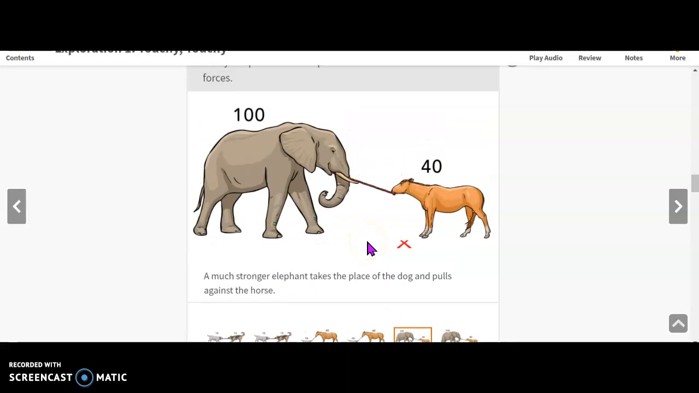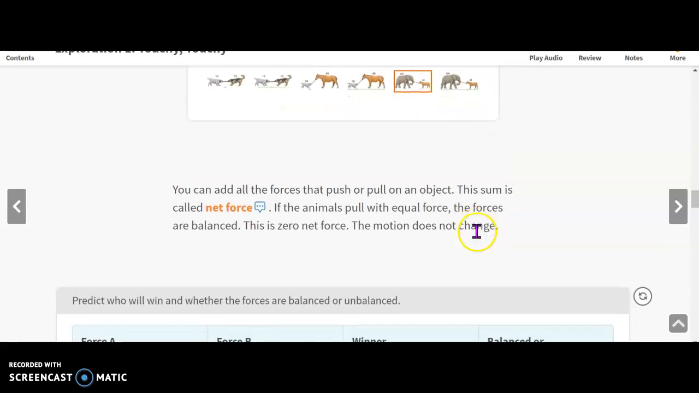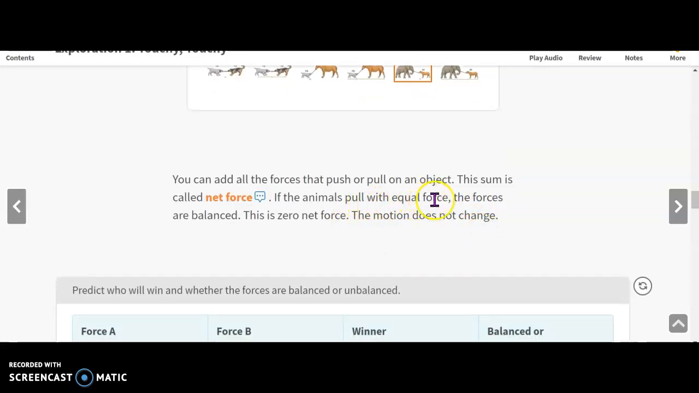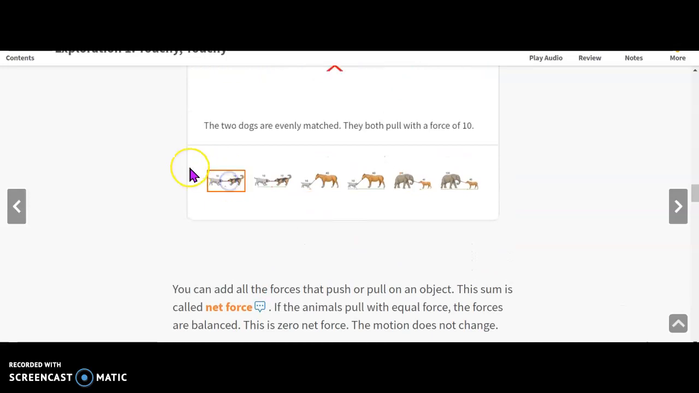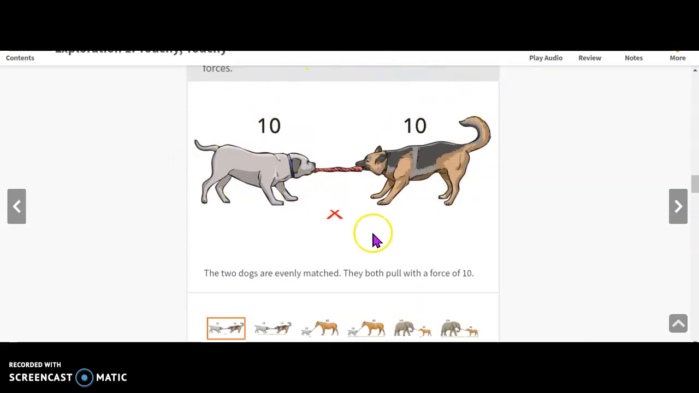What would the net force be for the elephant and the horse? They have a net force of 140 because I added them together. If the animals pull with equal force, the forces are balanced. This is 0 net force. So then I would have to go back and say, oh, the dogs are balanced, so they actually don't have a net force of 20. They have a net force of 0 because they cancel each other out.